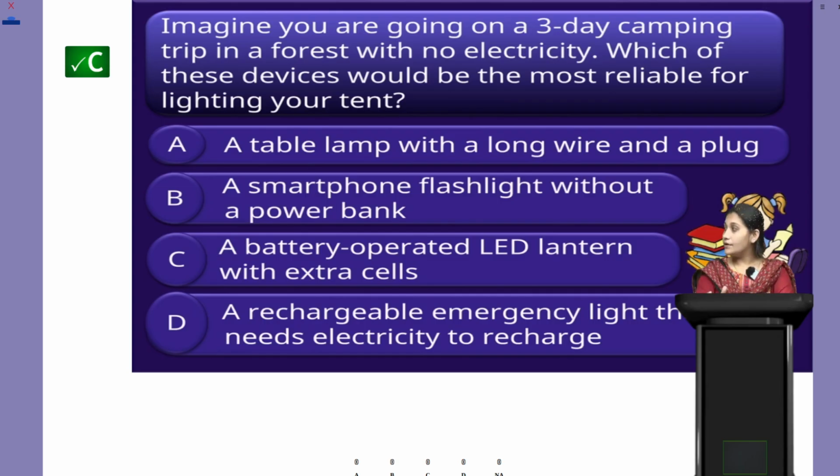And the fourth option is given, a rechargeable emergency light that needs electricity to recharge. As in the question it is said that there is no electricity in the forest, how can you use this rechargeable emergency light? Because for this light also electricity is required. So the correct option is a battery operated LED lantern with extra cells.